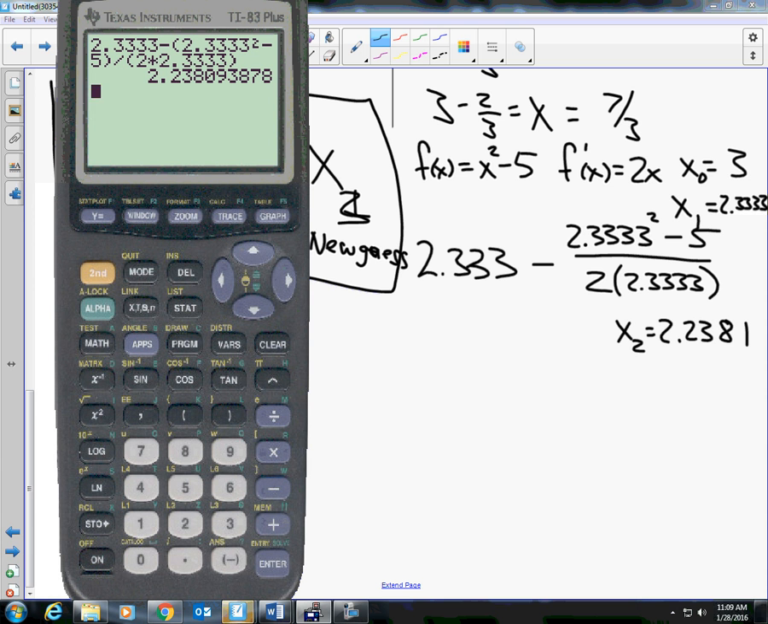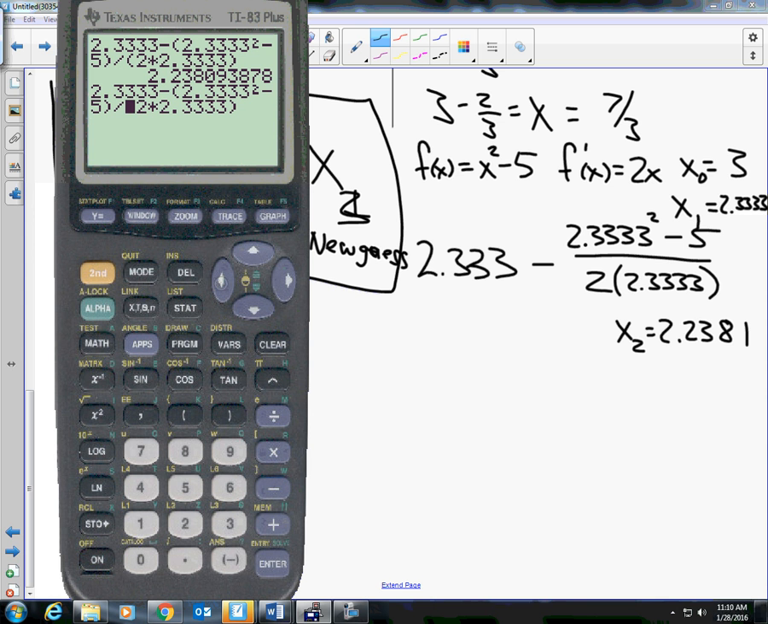Did your second guess change from your, I'm sorry, this is actually your third, isn't it? Did this change from your previous one? Yeah, so we're not done. We need to do it again. I'm going to show you something to save yourself time. Instead of typing it all in over again, just do second entry, and go back and change what you want.